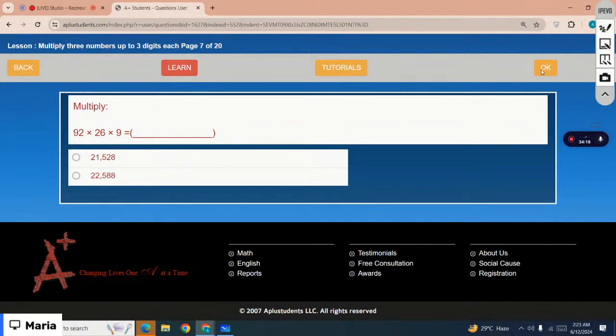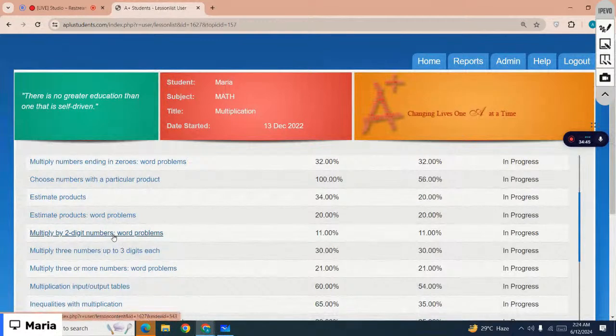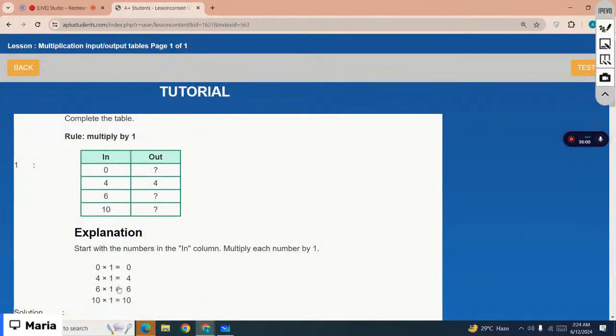Okay, you can complete the lesson by yourself later today. Let me just move on to the next lesson. And the next lesson is multiply 3 or more digit numbers word problems. You can do the lesson on your own. The next one is multiplication input output tables. So let's just start with the lesson.